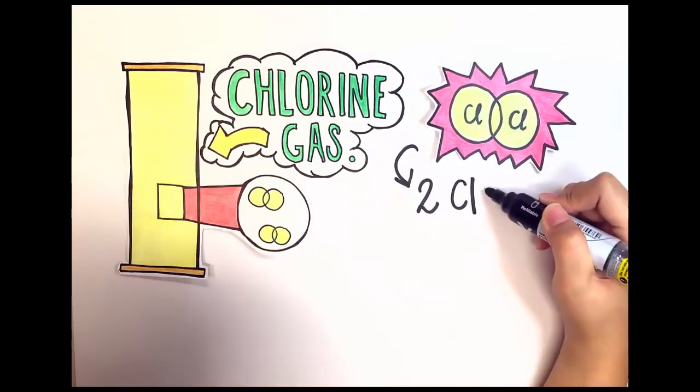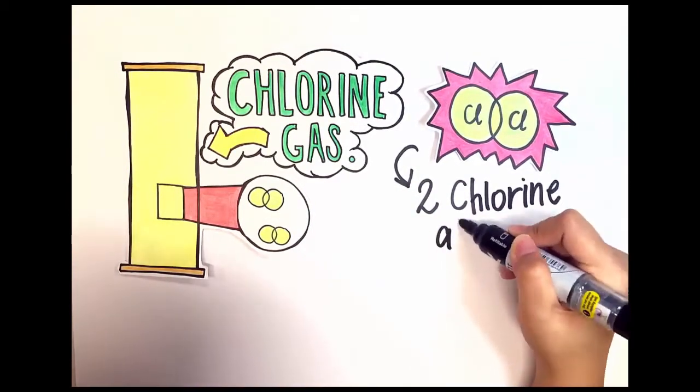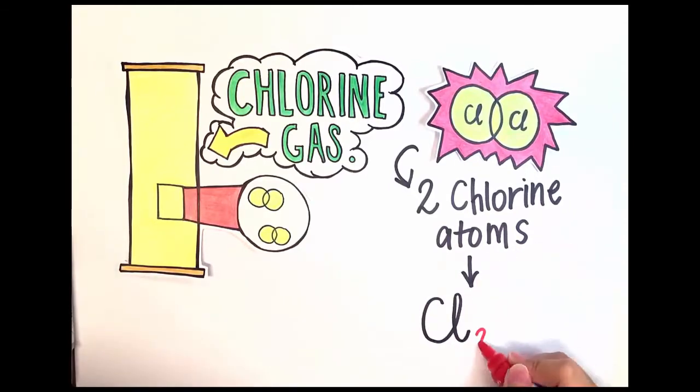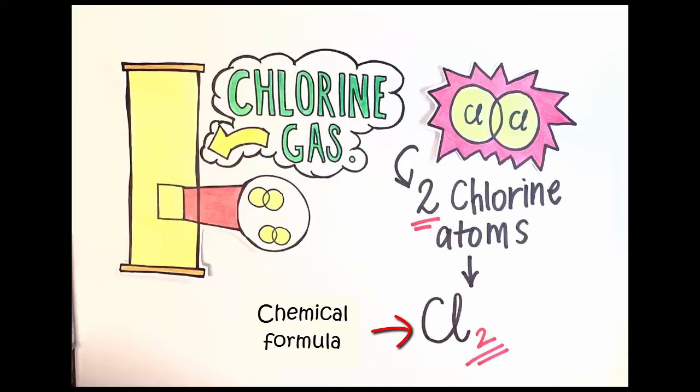Since Cl is a symbol for an atom of chlorine, and there are 2 of them in every chlorine gas molecule, the chemical formula of chlorine is Cl2. Remember, the number indicates the number of atoms present in a molecule and must be written in subscript. The chemical formula of a molecule shows the number and the kinds of atoms contained in it.